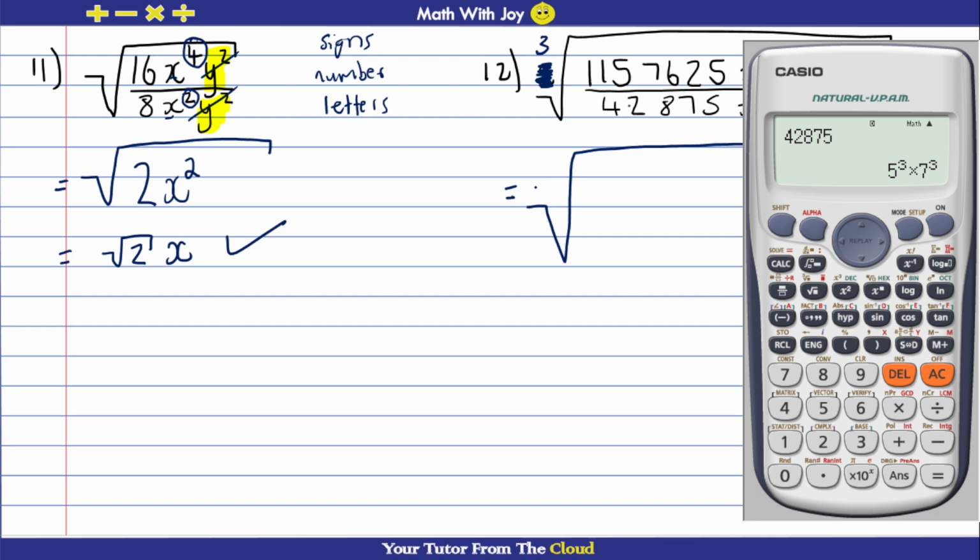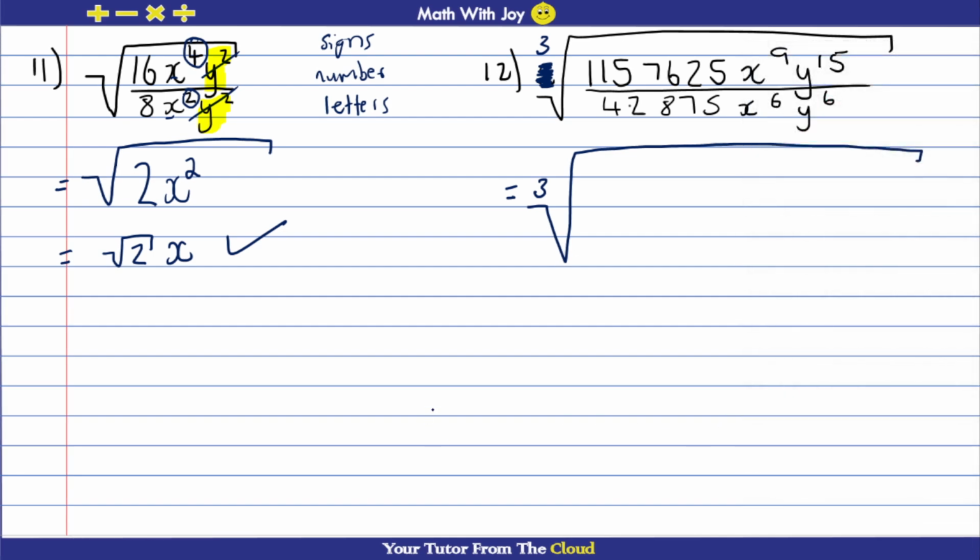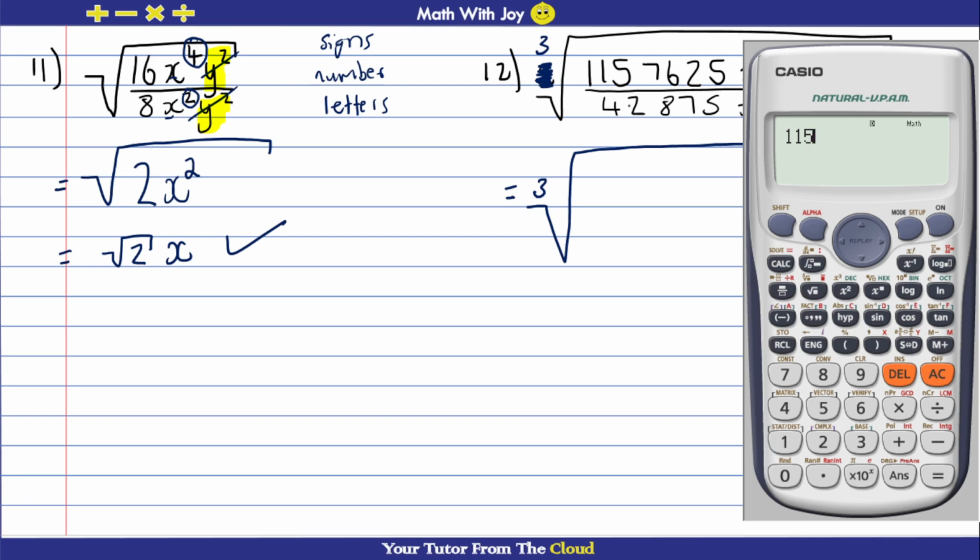The way you do this, you write the cube root of that, and let's see if those numbers can actually change. If those numbers can change, then we can solve for this. So make sure you see it. Now I'm just going to put this in the calculator, 115 7625, equals, shift, press that.